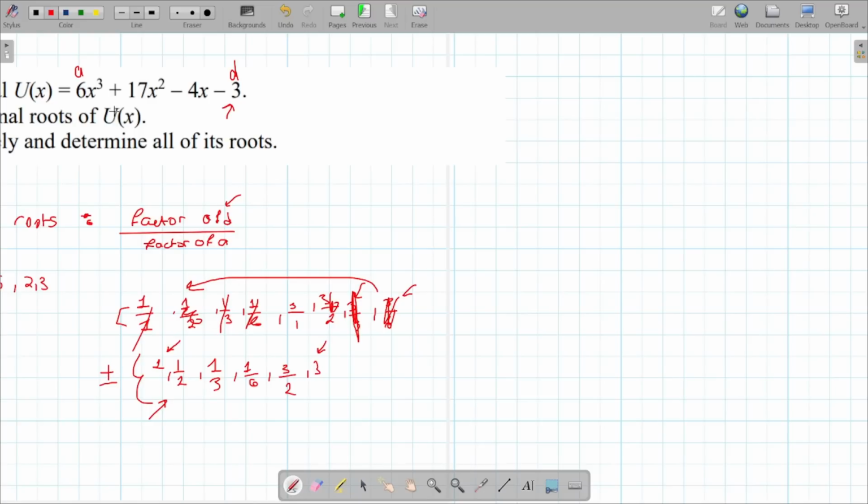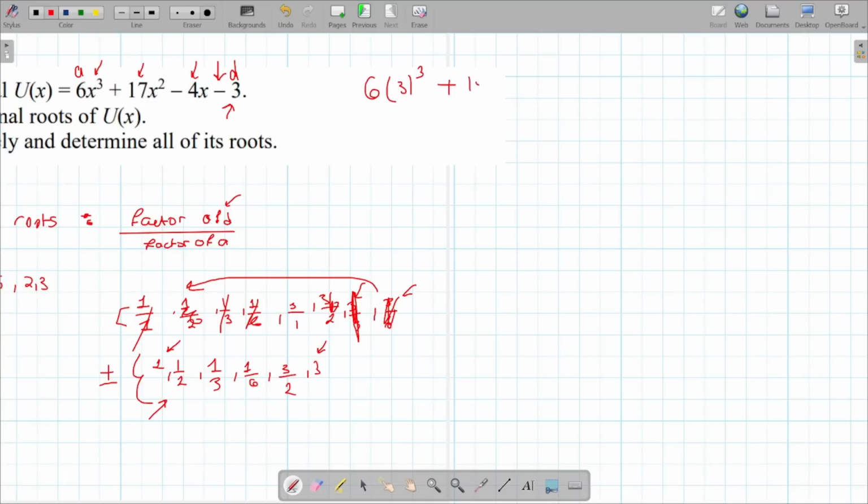Let's start by testing out 1. And I think it's a bit obvious. If you use 1, 6 plus 17 minus 4 minus 3, you don't get 0. Even if you try minus 1, you won't get 0. It's obvious if you choose minus 1 or 1. How about 3? 3 might actually work.